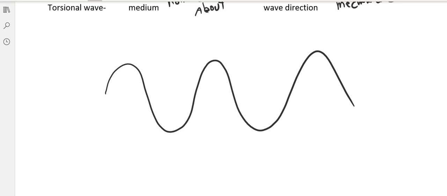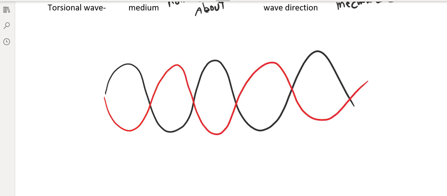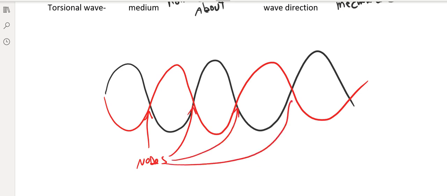Now, when we have a standing wave, you have constructive and destructive interference. Once again, we've talked about this before, we get nodes, which are the regions of no movement, and then we get antinodes. And those are the regions of big movement.